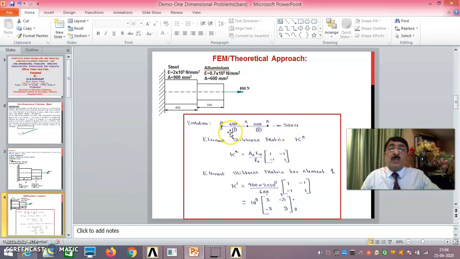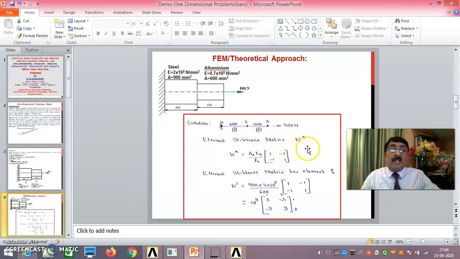Okay, now as you know here, I have asked for the nodal displacements. U1 anyway is 0. You have to find out U2 and U3. And the force developed here, and force developed here, and stress developed here, stress developed here. Remember, element 1 is steel, element 2 is aluminum.